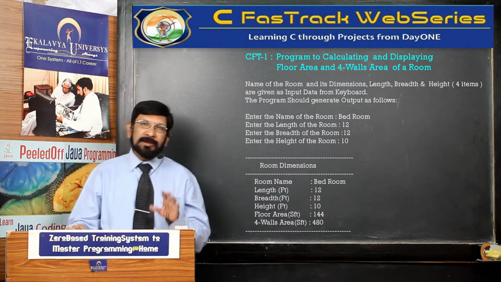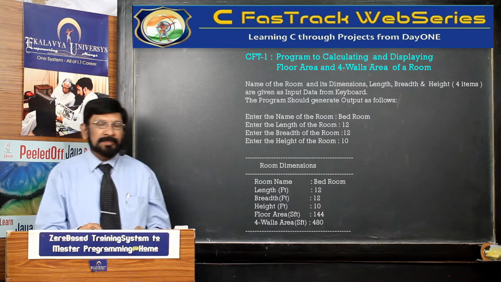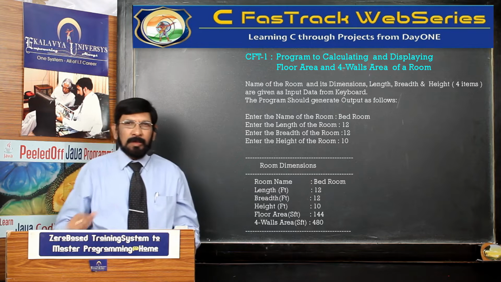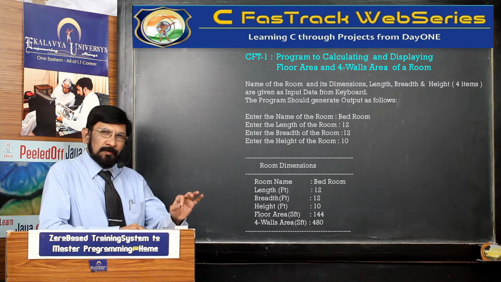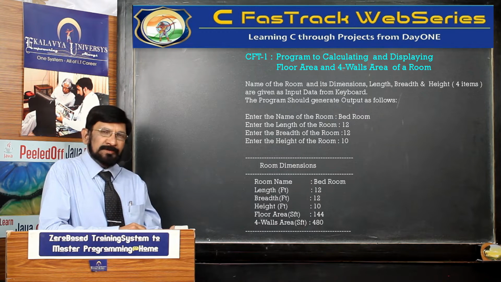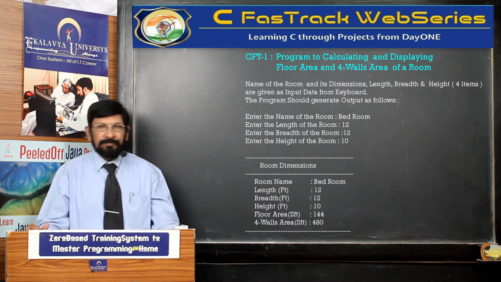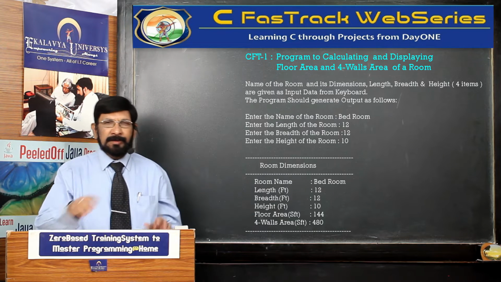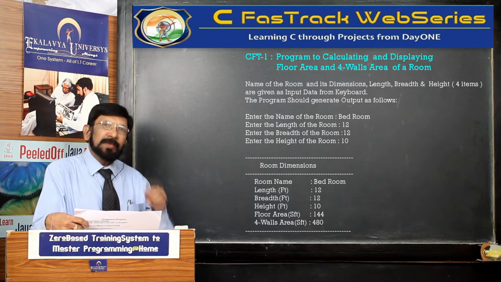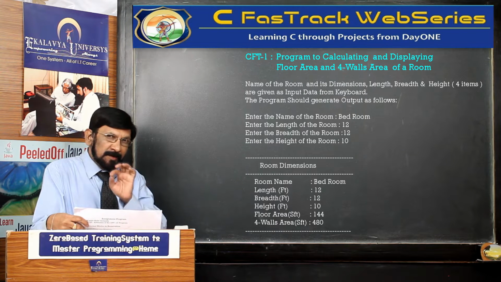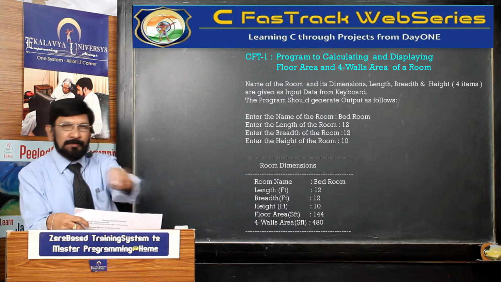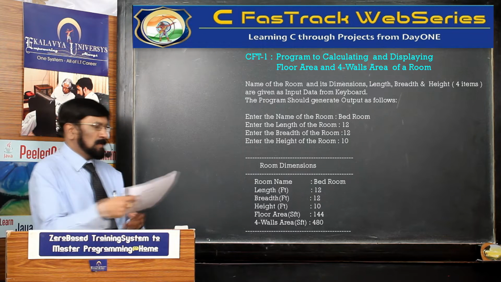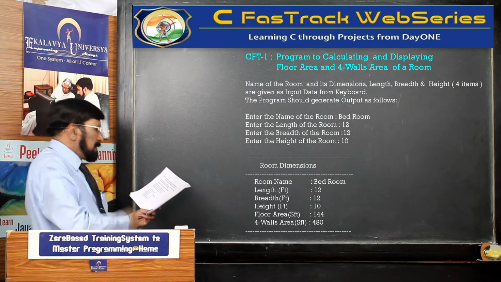Thereafter, you know that there are 3 dimensions for a room. What are they? Length, breadth, and height. You know the formula for calculating floor area and four walls area. Using those formulae, you have to calculate the areas and ultimately produce your output in a format. This is not just a result. Result means simply putting the output. It is a formatted output. For the sake of your idea, now I am giving it to you.